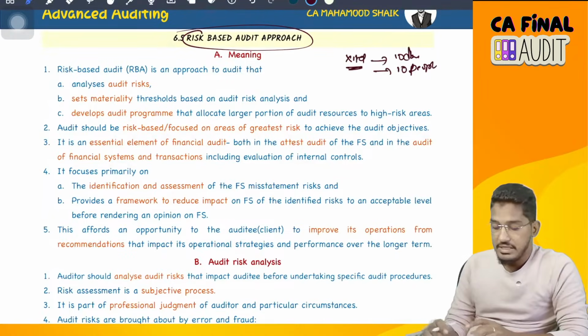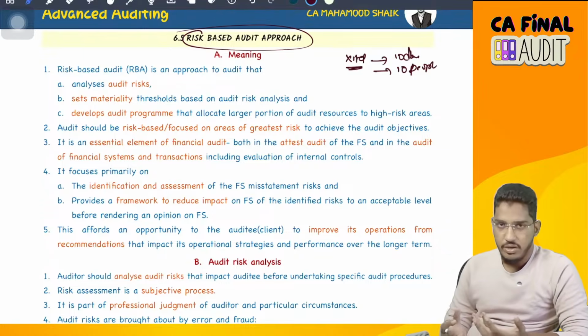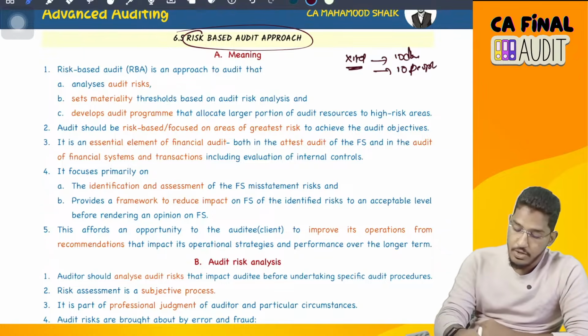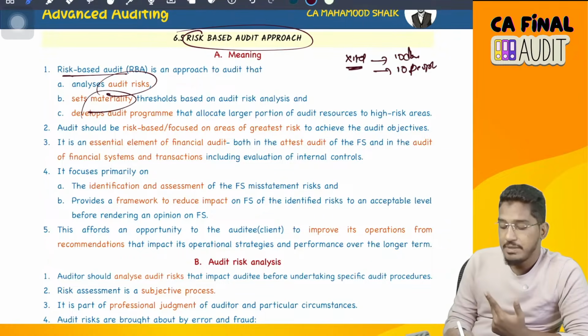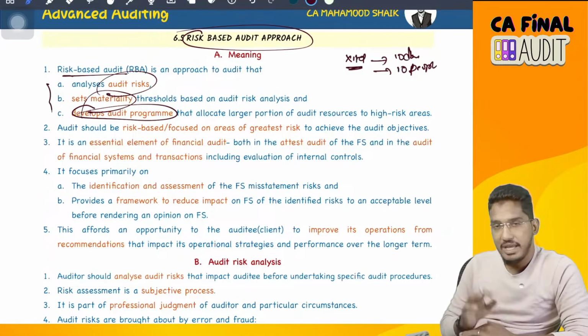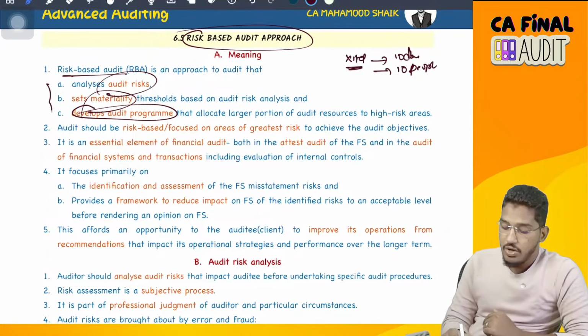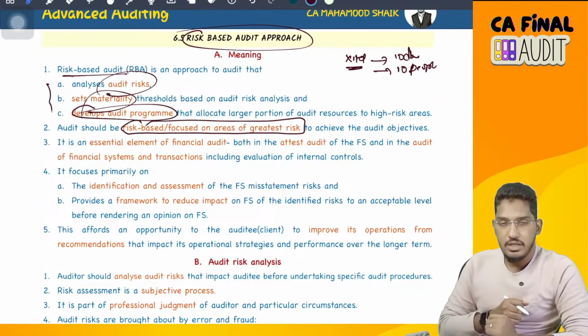So even though they give it as a separate concept, risk-based audit, it is not a separate concept, it is what we regularly do. So what happens in the risk-based audit? First we analyze the audit risk. Then on that basis we set the materiality, and on that basis you can develop the audit program. So if you see here, everything is driven by risk analysis. So audit should be risk based or focused on areas of greater risk to achieve the audit objectives.